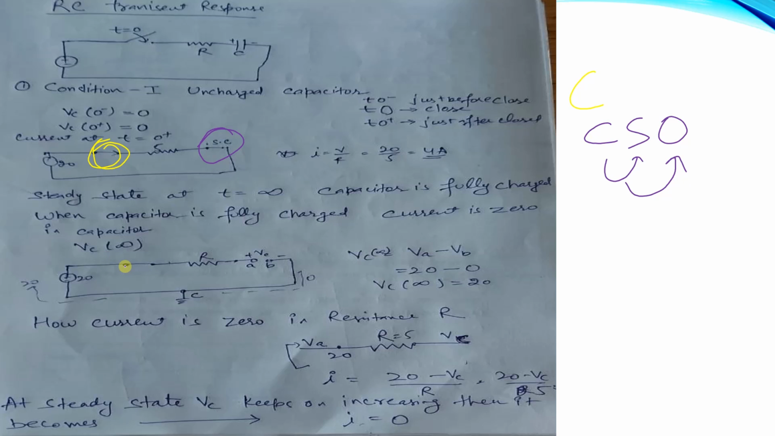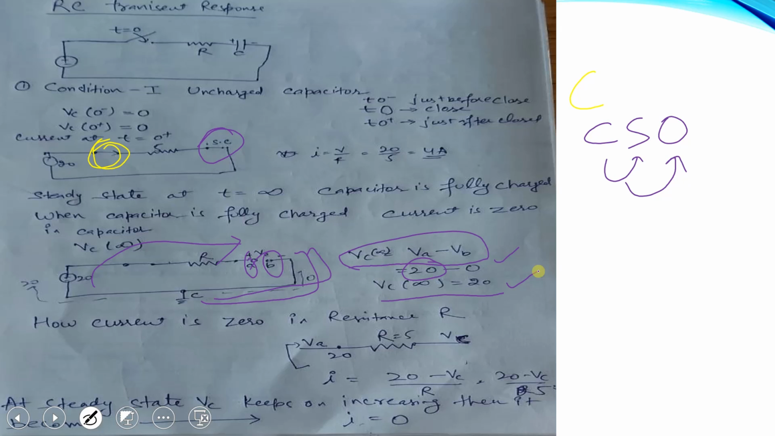Now when the capacitor is fully charged at t is equals to infinity, we make it open circuit. This shows the open circuit, and voltage across here is Vc. We are having the two terminals A and B, so Vc at infinity is equals to Va minus Vb. Va is the voltage connecting from this side, it is 20, and Vb is connecting from this grounding side, here we are having 0. So Vc infinity is equals to 20.